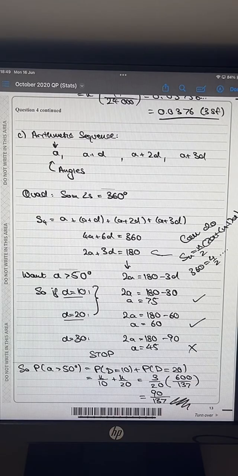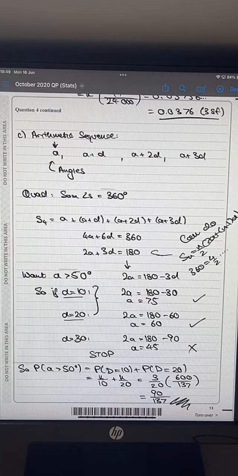If I put d is 30 though, I get a is 45. That does not work, and any bigger values of d would make a smaller. So I'm going to stop right there. So the probability that a is greater than 50, well, when does that occur? That occurs when d is equal to 10 or d is equal to 20.